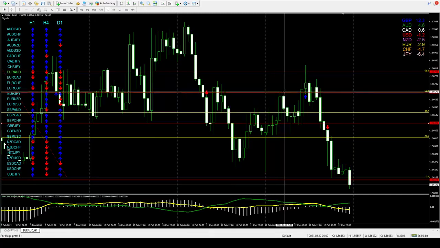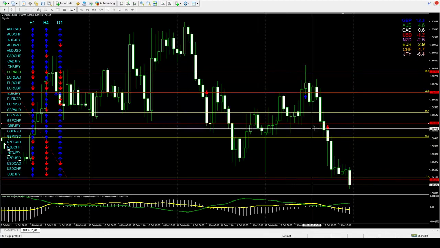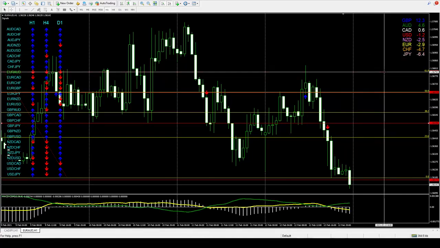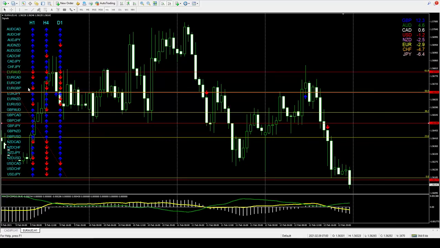So for the 50 Fibonacci, your TP would be at least 49 pips, or around 50 pips. If you waited for the 61.8 Fibonacci, it's around 60 to 61 pips TP for EUR AUD.